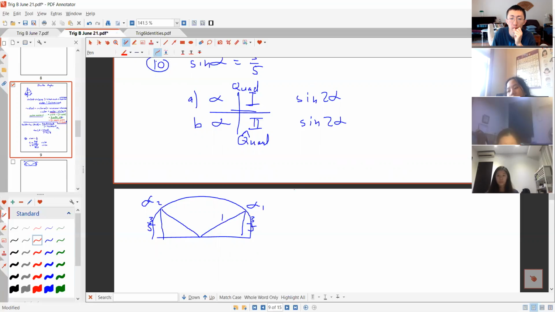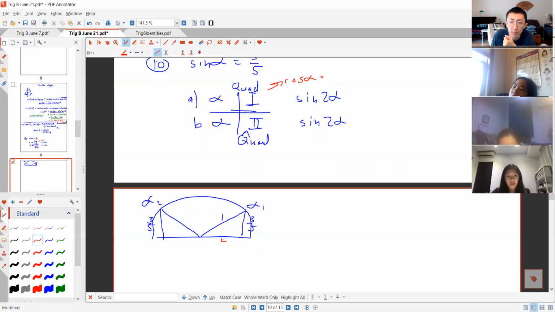Okay. So what would be the cosine of the first alpha? Let's see, this is 3, 4/5. Yeah, and what about the second alpha? Minus 4/5. Yeah.